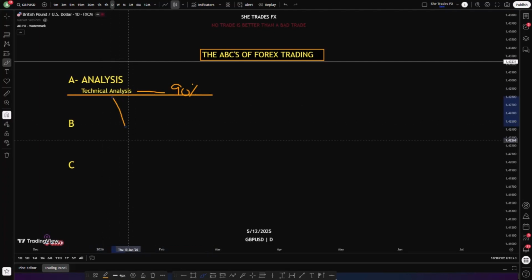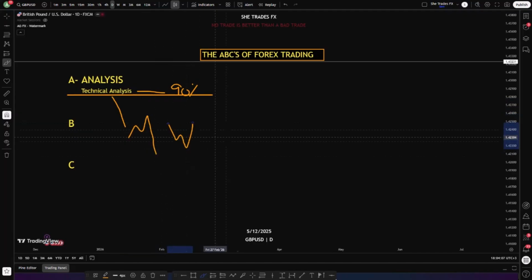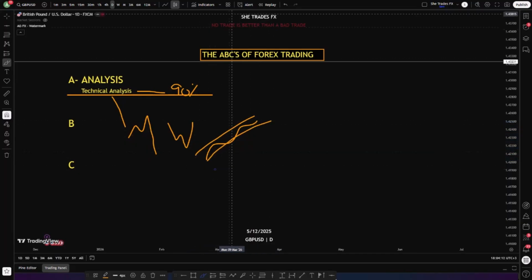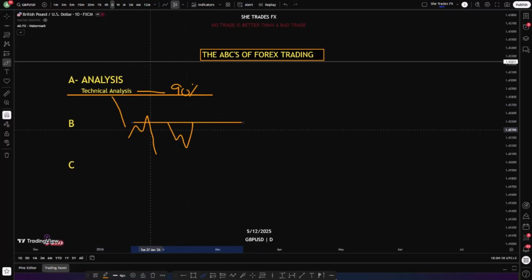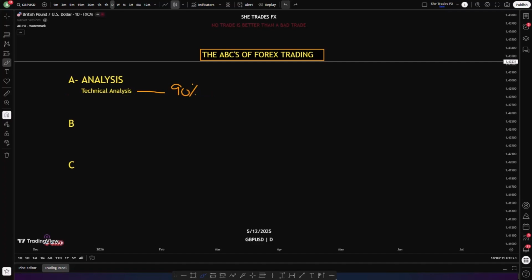Technical analysis is where we'll see things like chart patterns, okay? Indicators like the RSI or the moving average, okay? Support and resistance lines, trend lines, okay? All that is technical analysis. You're basically reading price movement to predict what might happen next, okay? That is technical analysis.